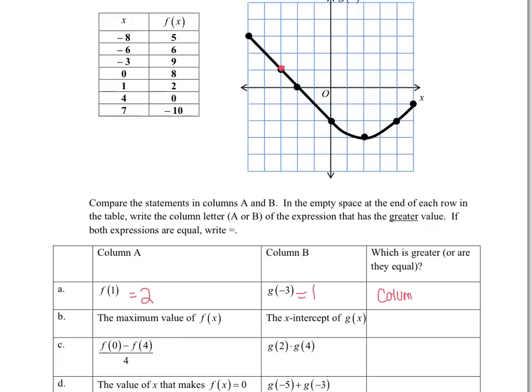Column A. The maximum value of f of x, well, that's the largest value of f of x, which is going to be right here at 9. So the maximum value of f of x, that's 9. The x-intercept of g of x, that's when y is 0. That's right here when x is -2. So which one's greater? Column A again.